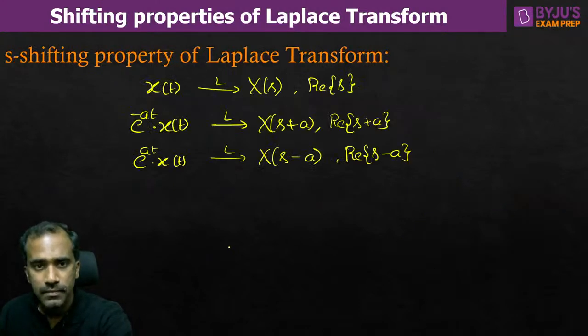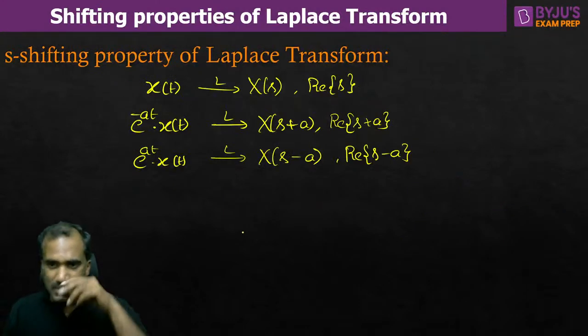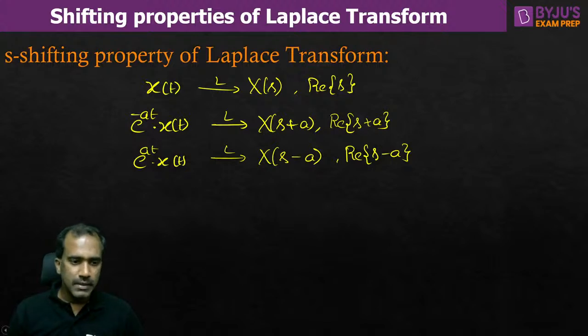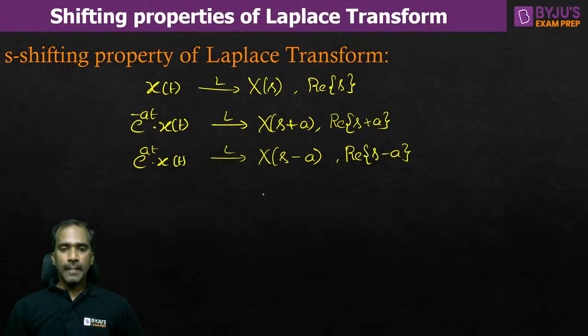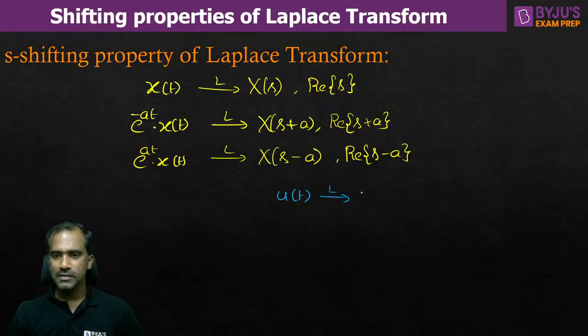Right. So the S shifting property. Let me give you some examples here. U of t, let's take some basic case. The Laplace transform of U of t is 1 by S, with ROC real part of S greater than 0. Now if I multiply U of t with e power minus at, so e power minus at into U of t.